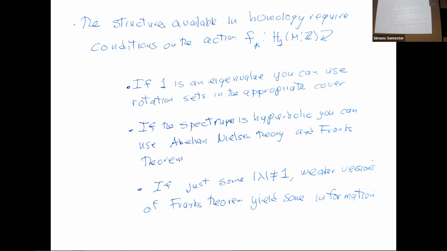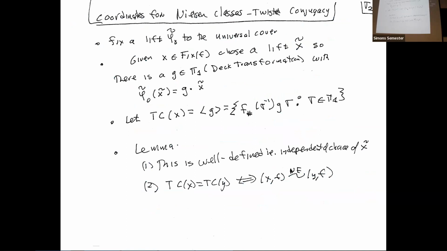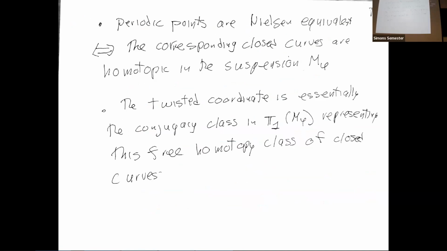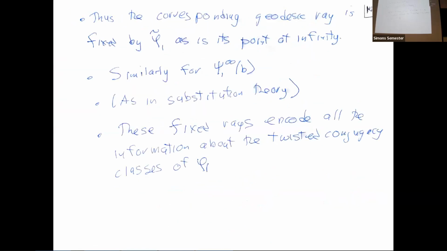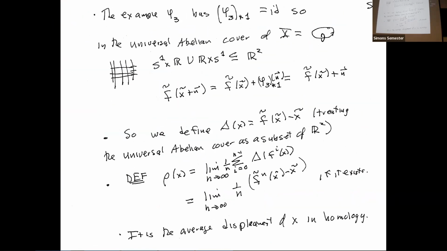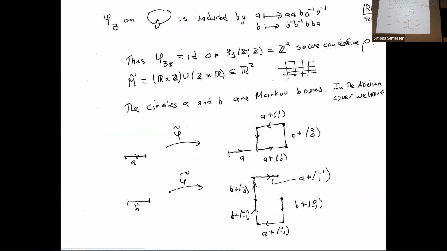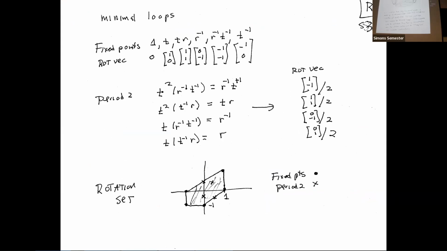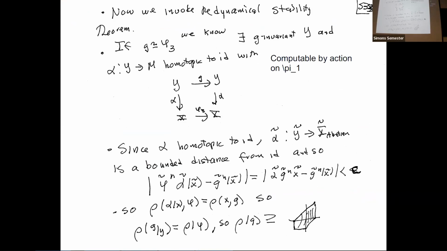All right, so you can do these various tools, and since you have a Markov partition, you can use the Markov partition in the covering space to do these computations. I did these last time, so I'm going to skip them now. You can compute twisted coordinates using the action on the cover. Again, I'm going to skip this just because of the time. You can compute rotation sets. I did this last time using the Markov partition. And you get rotation sets.